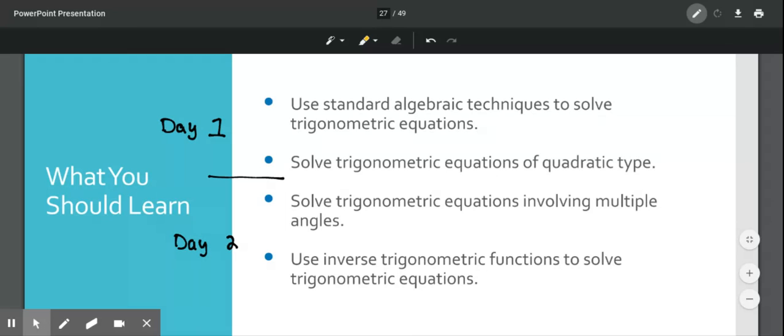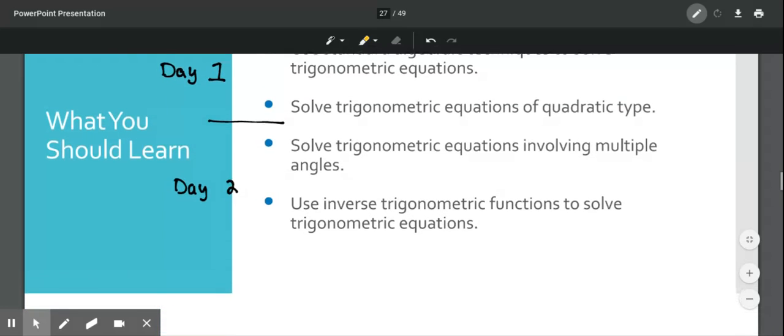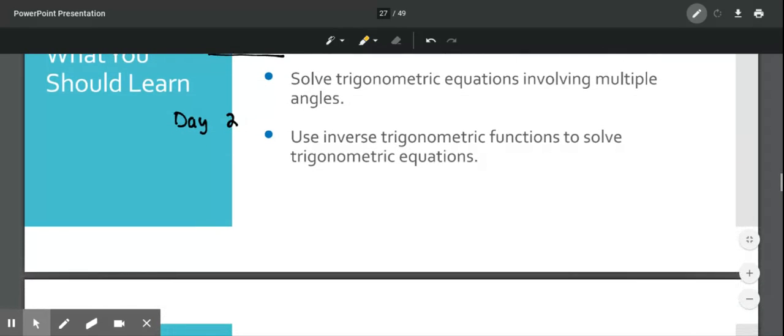So in the first part of these, we're going to just use basic algebra techniques to solve trig equations. And then we're also going to look at trig equations that look like quadratics. And then the second part, we're going to look at trig equations that have multiple angles and some where we have to use inverse trig functions to solve.